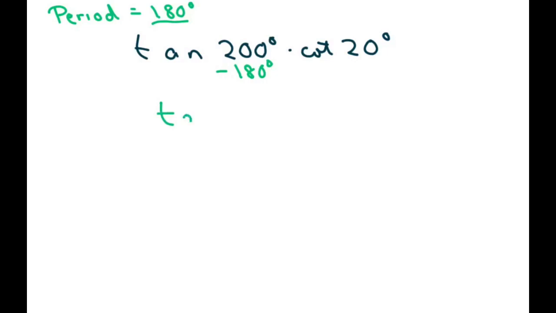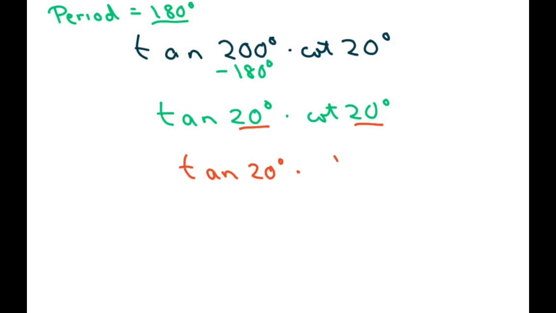So I'm going to have tan of 20 degrees times cotan of 20 degrees, because I have to have my angles be the same. And then I can just write this as tan of 20 degrees times 1 over tan of 20 degrees using my basic identities. And when you multiply across, you get 1, because tan of 20 divided by tan of 20 is 1.